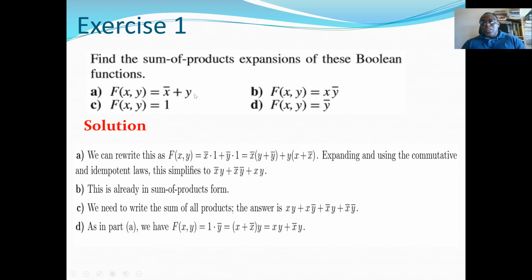Then I know that the 1 here, I can change it as X invert plus X. The 1 multiplied by X invert, I can change it to Y plus Y invert, because I'm missing Y at the first term and I'm missing X at the second term. And that's what we did here. So first thing we say X invert times Y plus Y invert times 1. And 1 is the same as Y plus Y invert.